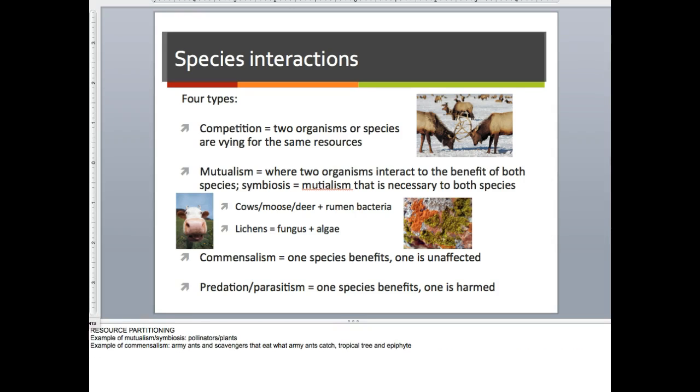Species interactions, I'm not going to go through these particularly in detail because your book does, but the four big ones that I want everyone to understand: competition, mutualism and symbiosis, which are pretty similar, commensalism, and then predation and parasitism are sort of in their own category.